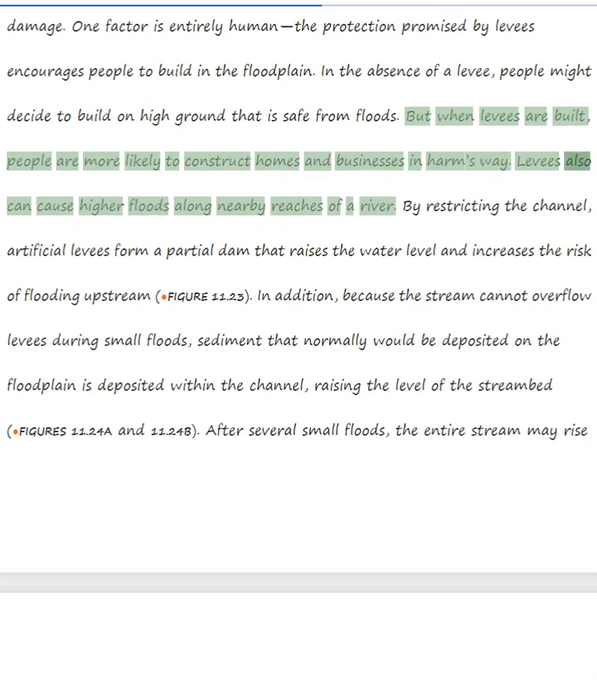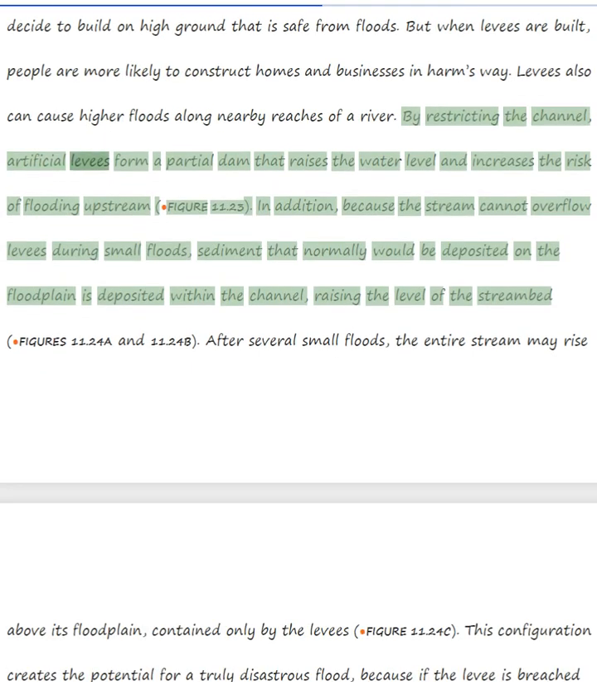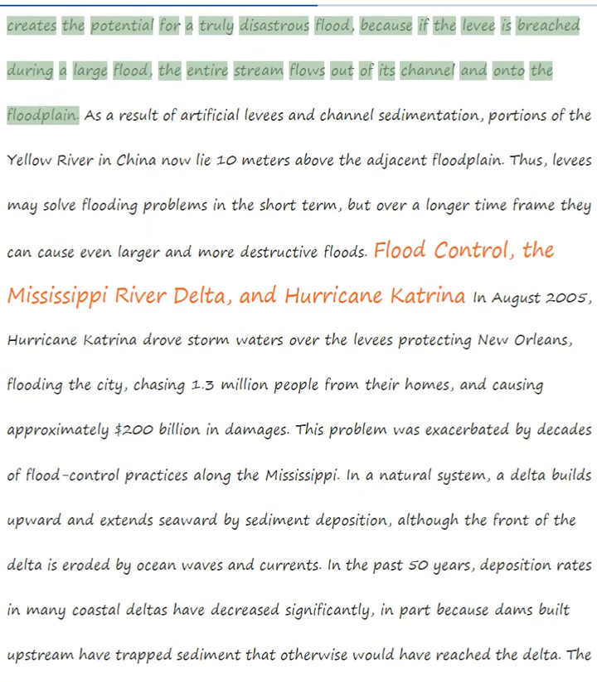Levees also can cause higher floods along nearby reaches of a river. By restricting the channel, artificial levees form a partial dam that raises the water level and increases the risk of flooding upstream. In addition, because the stream cannot overflow levees during small floods, sediment that normally would be deposited on the floodplain is deposited within the channel, raising the level of the stream bed. After several small floods, the entire stream may rise above its floodplain, contained only by the levees.